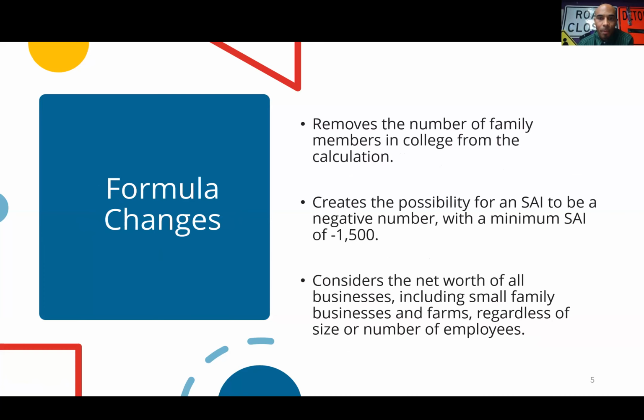All right, formula changes. Removes the number of family members in college from calculation. They still will ask you this question on the FAFSA, but the number of family members in college is not a part of the actual calculation. Creates the possibility for SAI to be a negative number with a minimum SAI of negative 1,500. It also now considers the net worth of all businesses, including small family businesses and farms, regardless of size or number of employees.